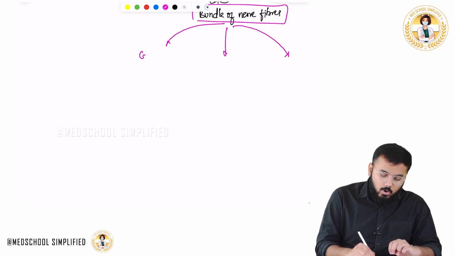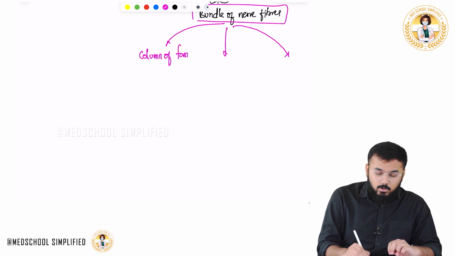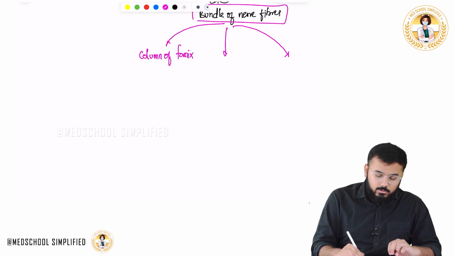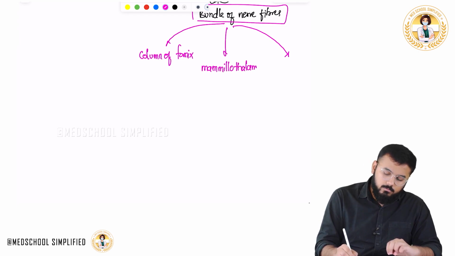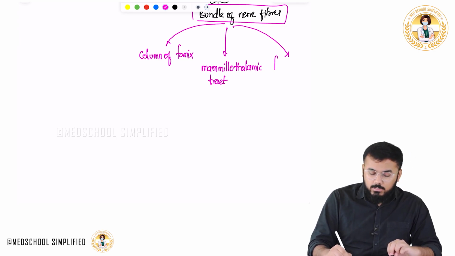One is called the column of fornix. Another one is called the mammillothalamic tract. And the third one is called the fasciculus retroflexus.